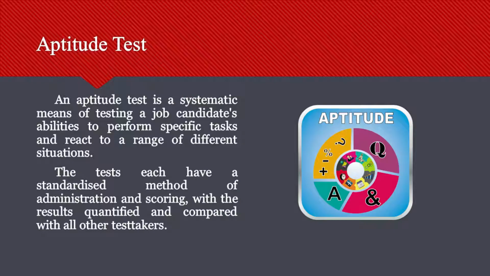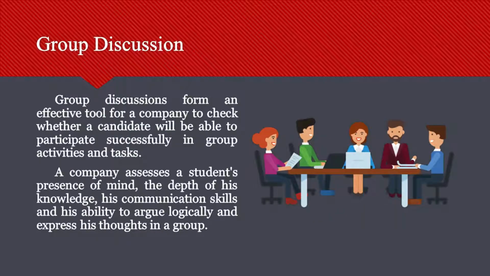Aptitude test. An aptitude test is a systematic means of testing a job candidate's abilities to perform specific tasks and react to a range of different situations. The tests each have a standardized method of administration and scoring, with the results quantified and compared with all other test takers. Group discussion. Group discussions form an effective tool for a company to check whether a candidate will be able to participate successfully in group activities and tasks. A company assesses a student's presence of mind, the depth of his knowledge, his communication skills and his ability to argue logically and express his thoughts in a group.